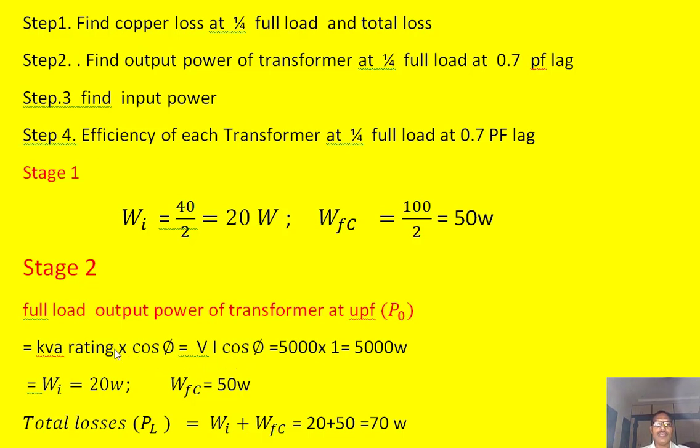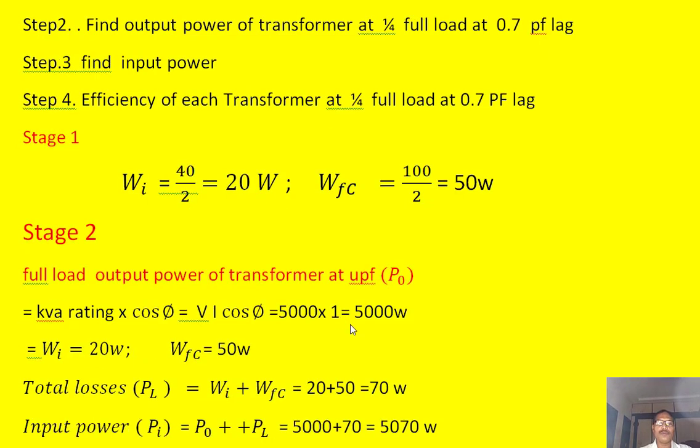Because the kVA rating is given as 5 kilowatts, we write 5000 watts. The power factor is given as unity, so we multiply with 1 and get 5000 watts. We know the iron loss for each transformer in the first stage is 20 watts, and the full load copper loss is also given as 50 watts.